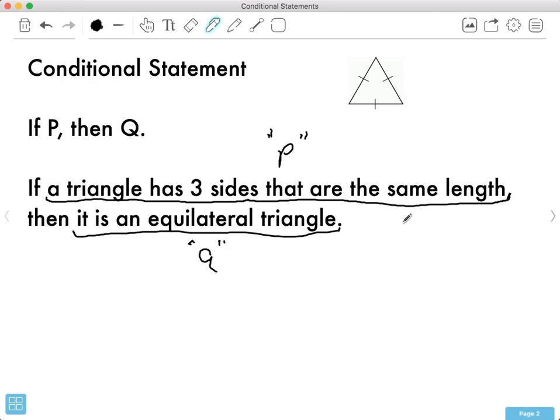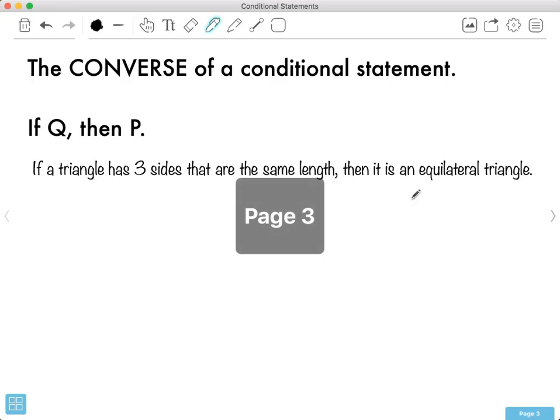You'll be given a conditional statement, and you'll be asked to write the converse, the inverse, and the contrapositive of that statement. So let's take a look at all three. The converse of a conditional statement is taking the initial conditional statement and writing it in the form if Q, then P. So you're taking your hypothesis and your conclusion and you are reversing them.